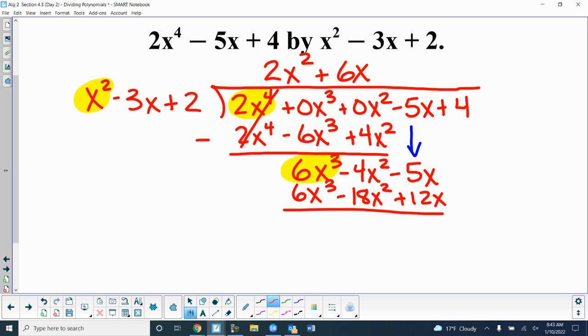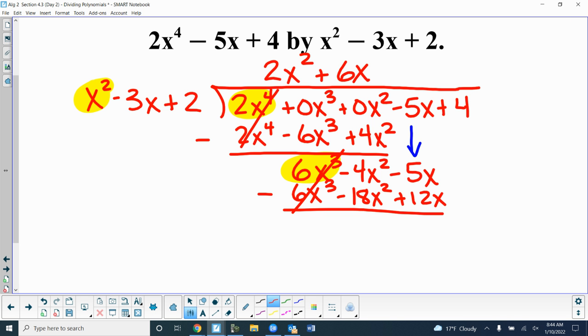And then again, we're going to subtract. So we just keep repeating this process. 6x cubed minus 6x cubed cancel out. Negative 4 minus a negative 18 is the same as negative 4 plus 18. I think it's a negative 18x squared again. 6x times negative 3x.